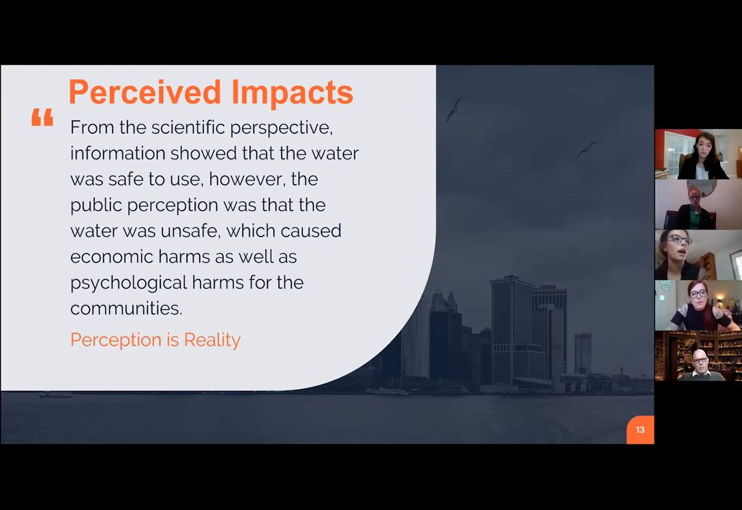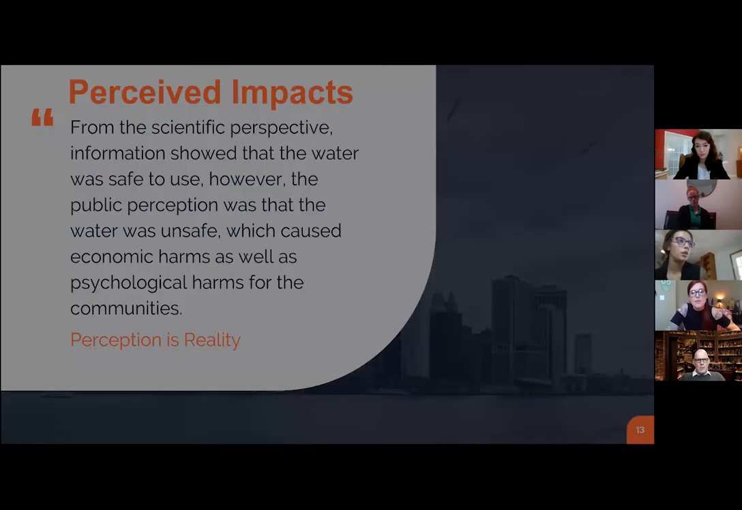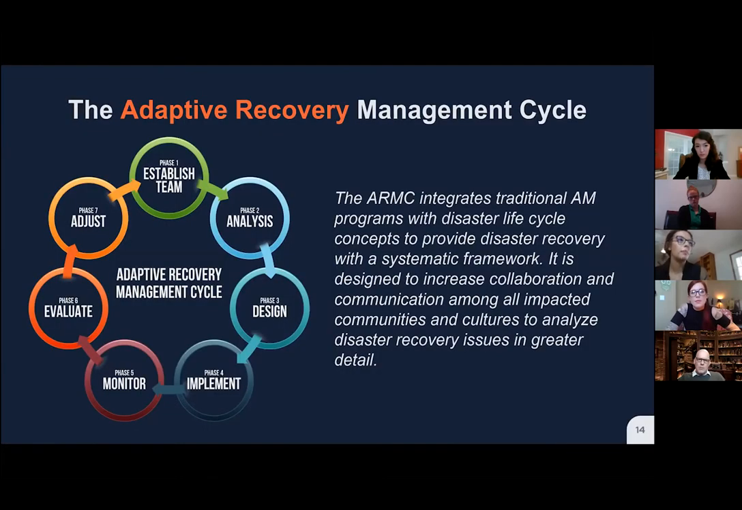A comment by a stakeholder that resonated with me was "perception is reality." If we contemplate that perception to be reality, decision makers left marginalized communities with unaddressed harms. From these thematic categories, we can begin to see the need for disaster recovery to be able to address the implications that arise due to social complexities.